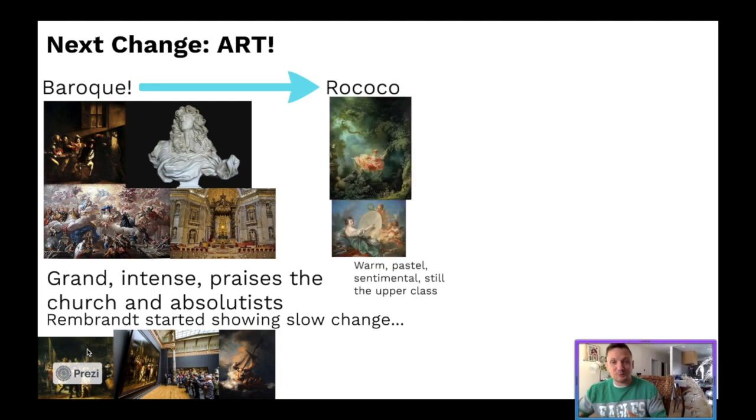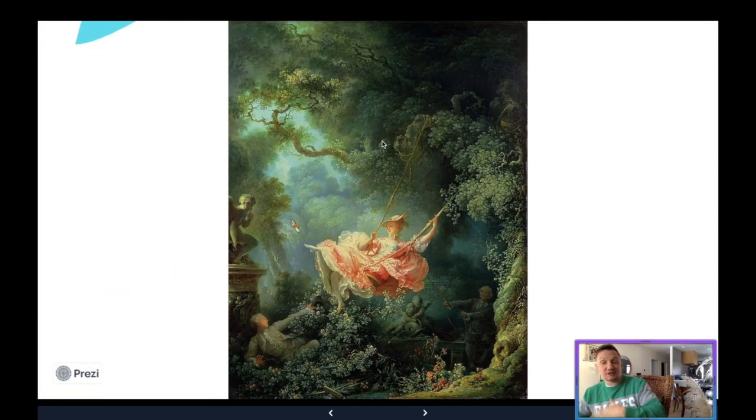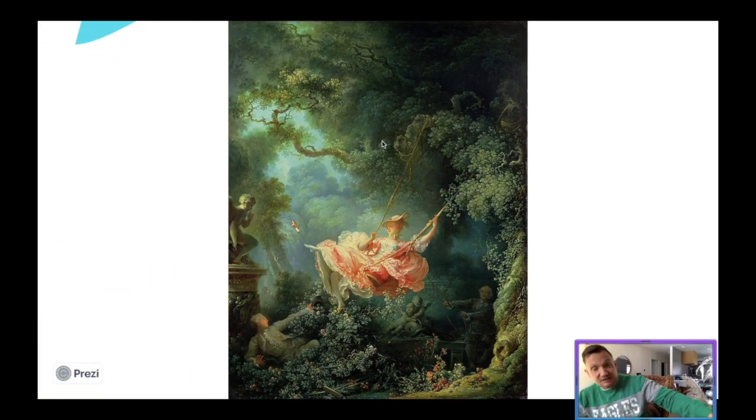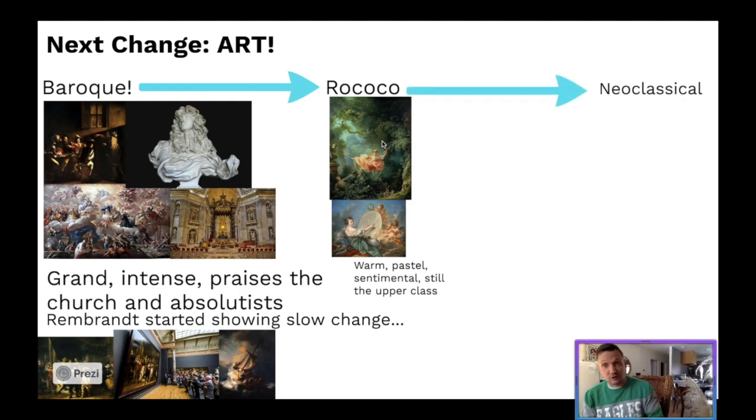Rococo being that cute pastel, warm pastel, sentimental stuff. Still an upper class movement. It was actually pushed forward by one of the mistresses of Louis XV, the king that followed Louis XIV, his grandson. And this right here, of course, Fragonard's The Swing is very, very famous, but she actually, one of his mistresses, pushed forward the warm pastels, the sentimentals, the fat chubby angels, the little cute stories of love and sentiment.